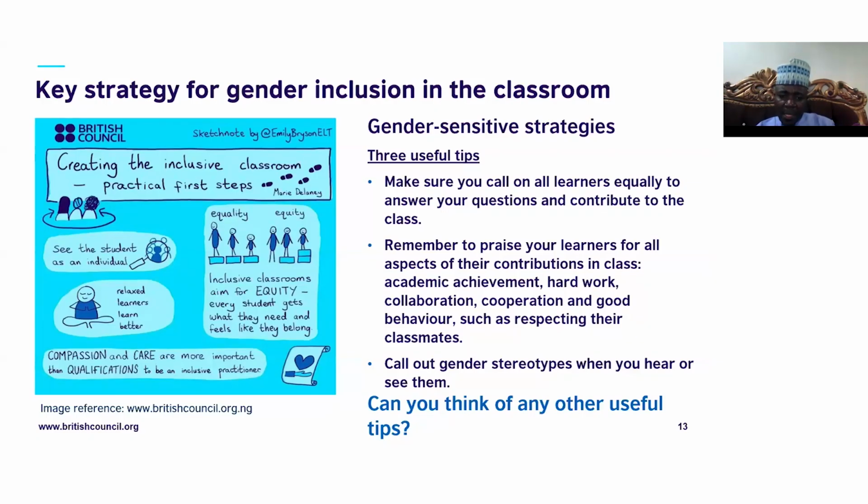And then lastly, I call out gender stereotypes at any point in time I see any. If I see anybody trying to bully the other person because he thinks that person is the lesser gender, I call it out immediately. By so doing, they get conscious of these gender stereotypes and they try as much as they can to do away with them.